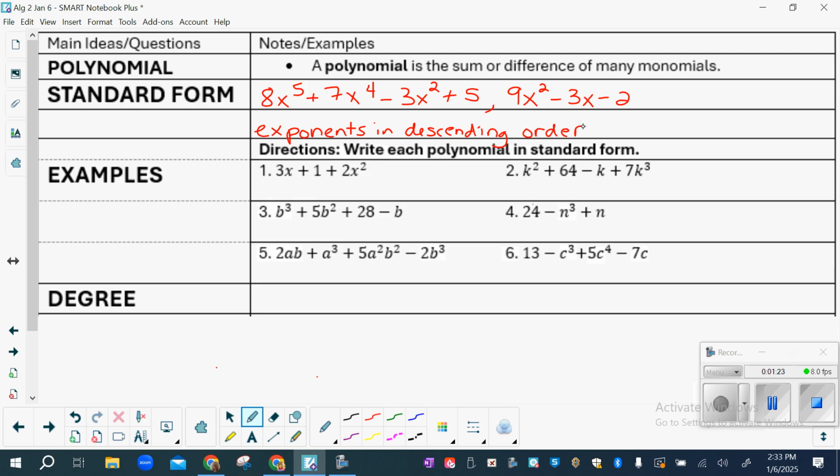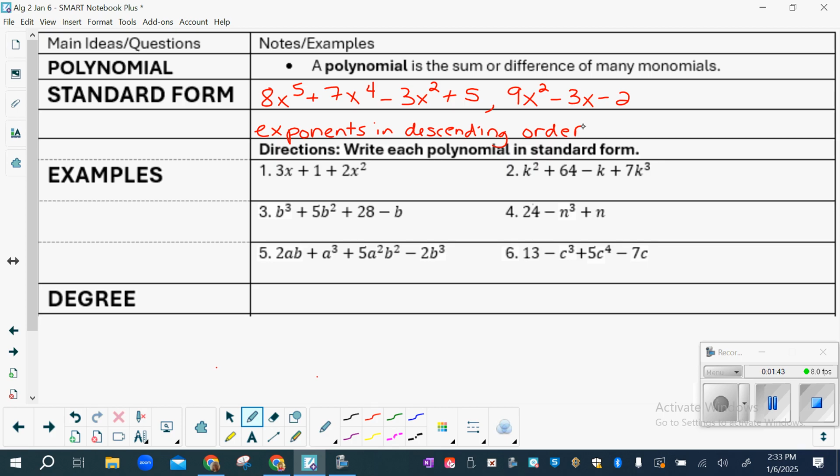We're going to be doing some adding and subtracting of polynomials today, and you're going to want to put them in standard form when you get your answer. So, some examples. We want to write polynomial number 1 in standard form: 3x plus 1 plus 2x squared. So, what comes first? 2x squared.